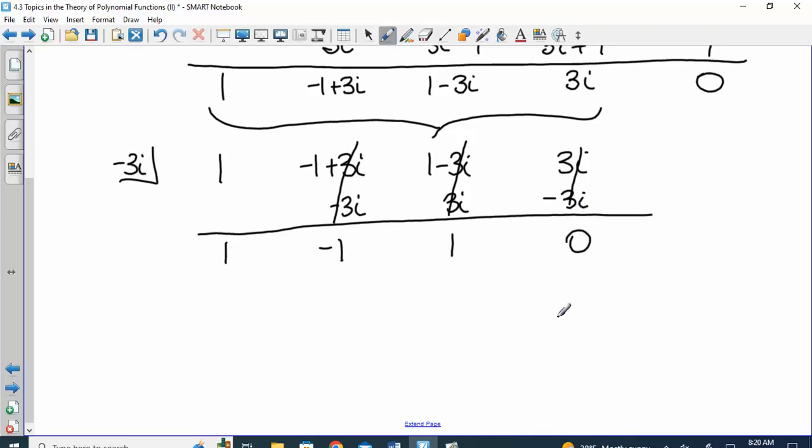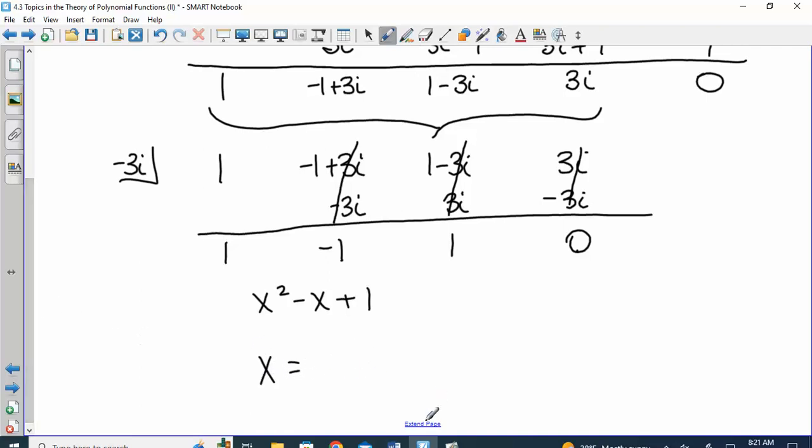So the first division is ugly, but the second one gets rid of all the i's. And now it's back to like you would have had before: remainder, constant, x, and x squared. So we have x squared minus x plus 1. Does that one factor nicely? No. So what do we use? Quadratic formula. Okay, we can do it.